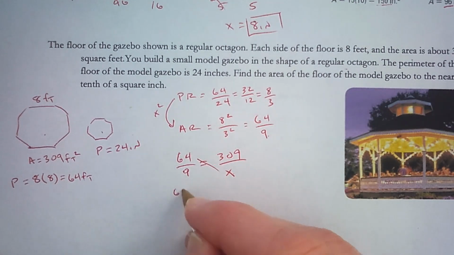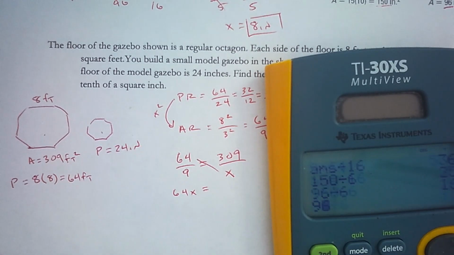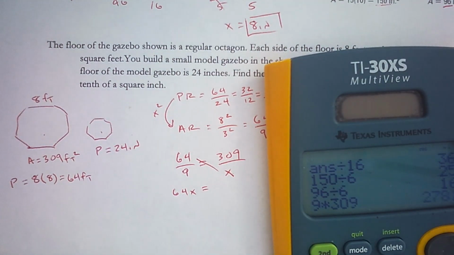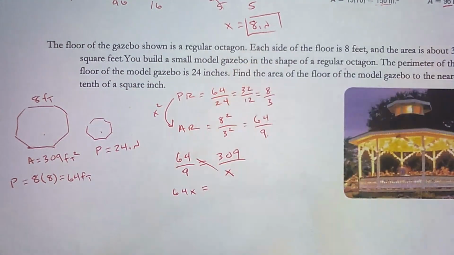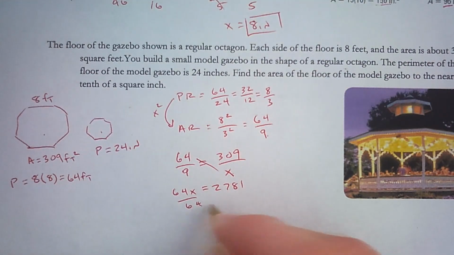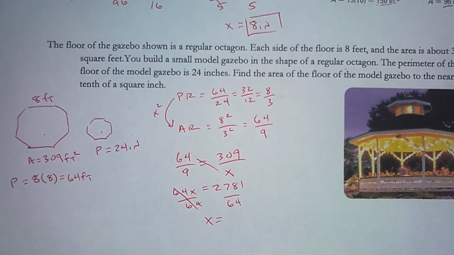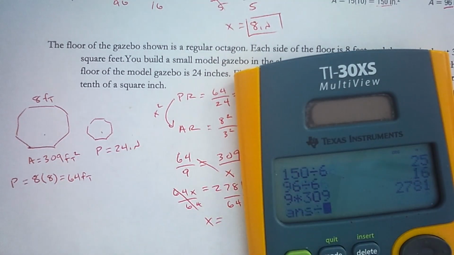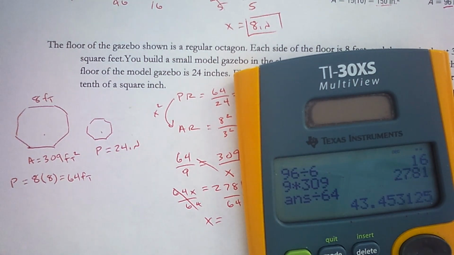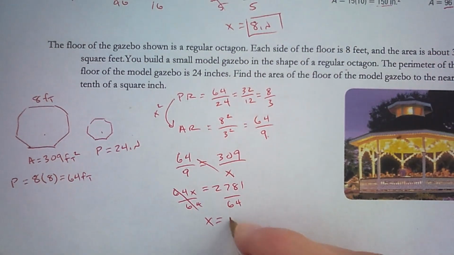So I can do my cross product. 64x equals 9 times 309, so that's 2,781, and divide by 64. So we have 43.5. 43.5 inches squared.